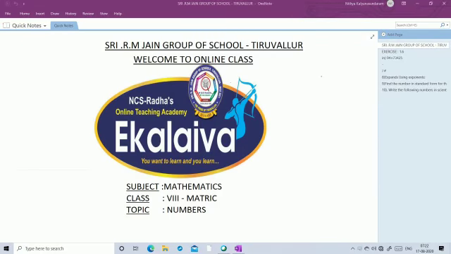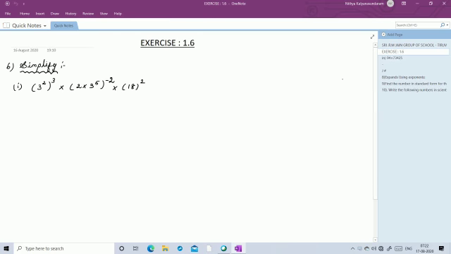Today we are going to see the topic numbers, exercise 1.6, sixth question. Simplify (3²)³ × 2 × (3⁵)^(-2) × (8²)... Here you want to simplify by using the exponents law.